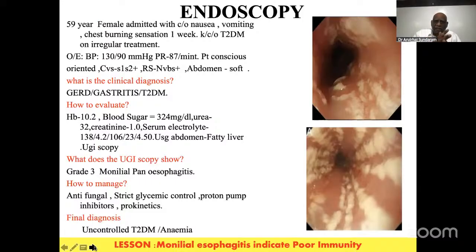This you can very easily see, the moment you put in a scope, you can say there are a lot of white patches here. That shows moniliasis. Moniliasis in the esophagus always means a lack of immunity. This chap is a chronic diabetic, uncontrolled diabetics always favor or encourage a fungal growth in the esophagus. In the other parts also, it can come, even in the colon.